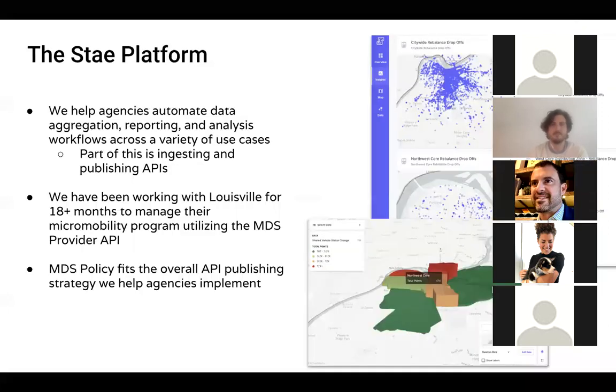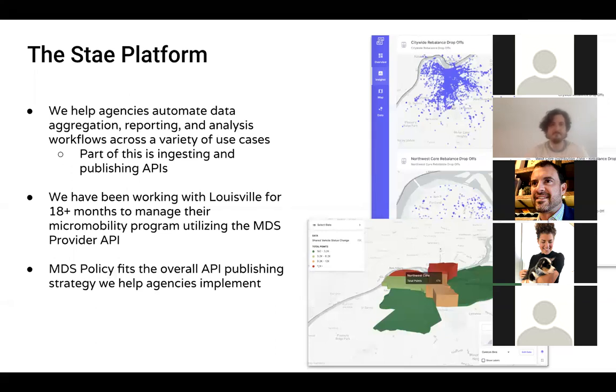Yeah, thank you, James. I'm going to first just give a brief overview of what our product does in general, talk about how we've been working with Louisville prior to the policy API, and then kind of the lightweight iterative process we use to implement the policy API into James's existing workflow.